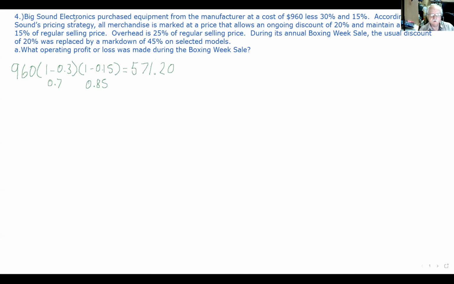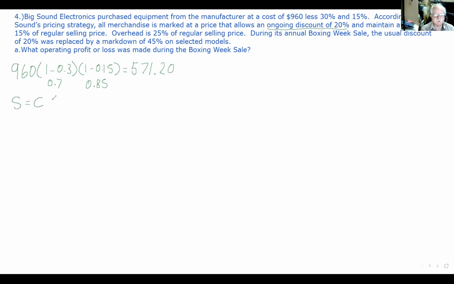According to Big Sound's price strategy, all merchandise is marked at a price that allows an ongoing discount of 20%. So this is their artificially inflated or fake price. And maintain a profit of 15% of the regular selling price. Overhead is 25% of the regular selling price. So we need to calculate the regular selling price.